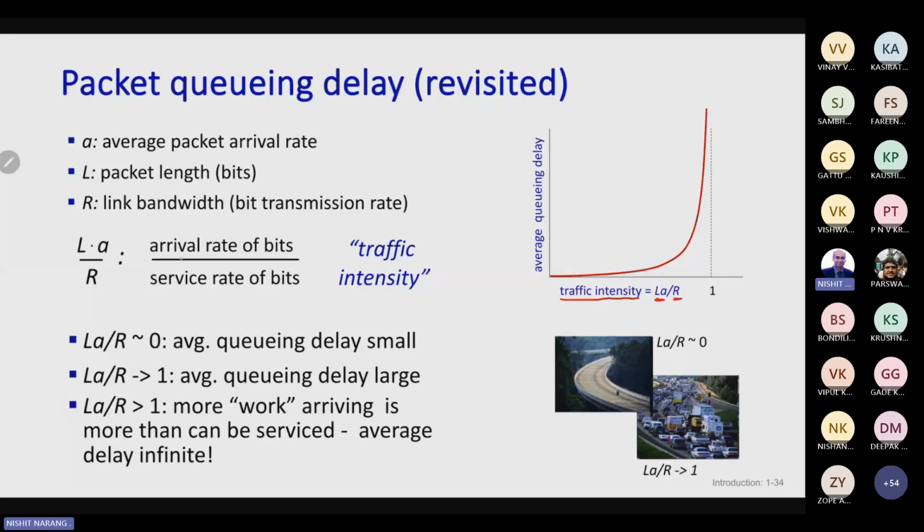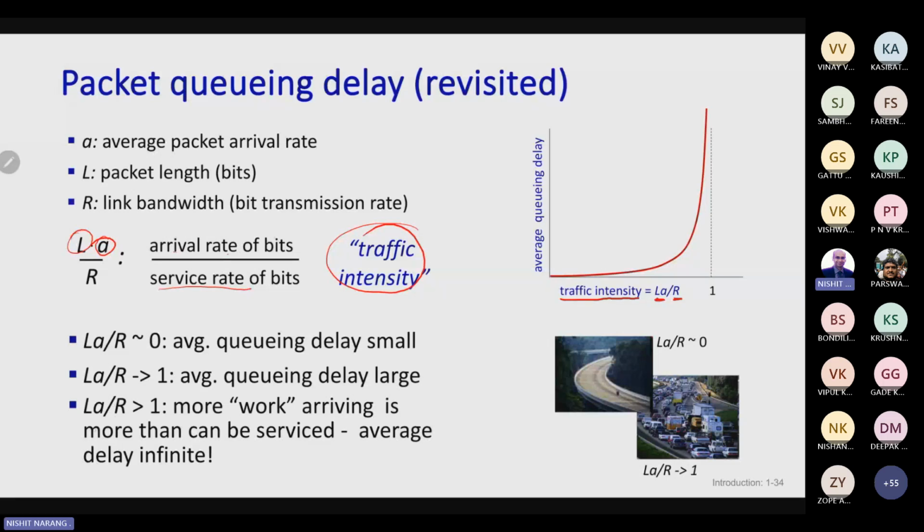L times A, where L is the packet length and A is the average packet arrival rate. So we say L times A is the average rate of bits arriving. R is the service rate of bits. We call this the traffic intensity. Now, if the traffic intensity is approximately 0, we say that the queuing delay is going to be very, very small. It's basically like saying there is no queue. Anybody who arrives is getting serviced.